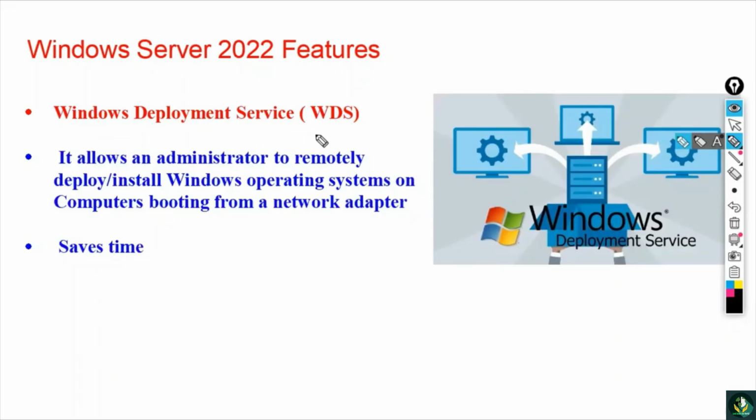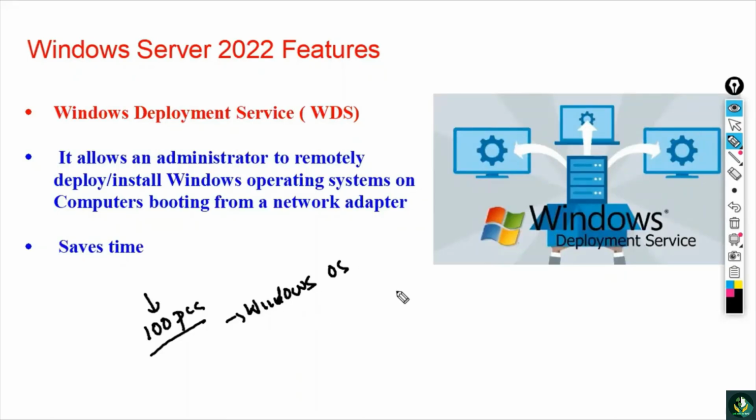What is the use of this WDS, Windows Deployment Service? It allows an administrator to remotely deploy and install the Windows operating system on computers booting from the network. So guys, let us say you have 100 new PCs and you want to install the Windows 10 operating system on all these 100 computers. You will have to go to each and every computer and install the operating system one by one, and it will take a lot of time.